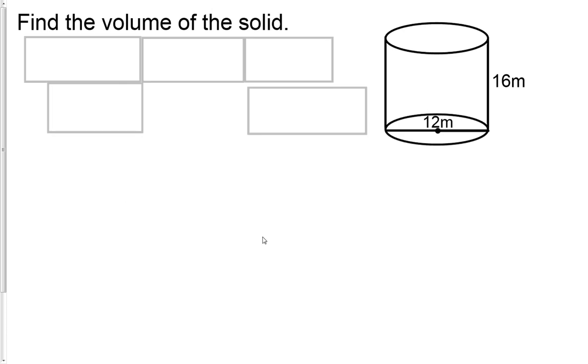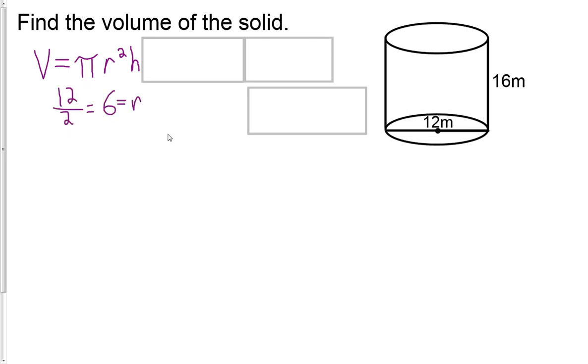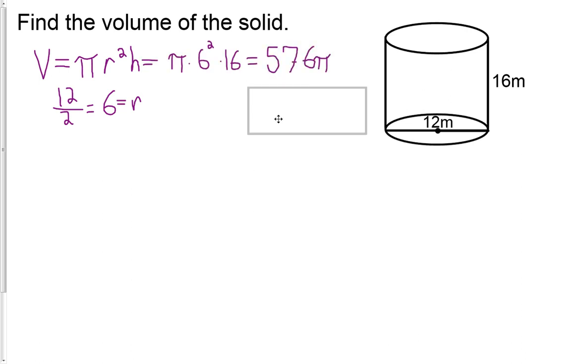Next example, we have another cylinder. Now this time we've got a line running all the way across, so that tells me it's a diameter. The formula is pi r squared height, but we're going to need to divide 12 by 2 to get 6 for our radius. We've got radius, we've got height, plug it in. Pi times 6 squared times 16 gives you 576 pi, and again, plugging it in, 1809.56 meters cubed.